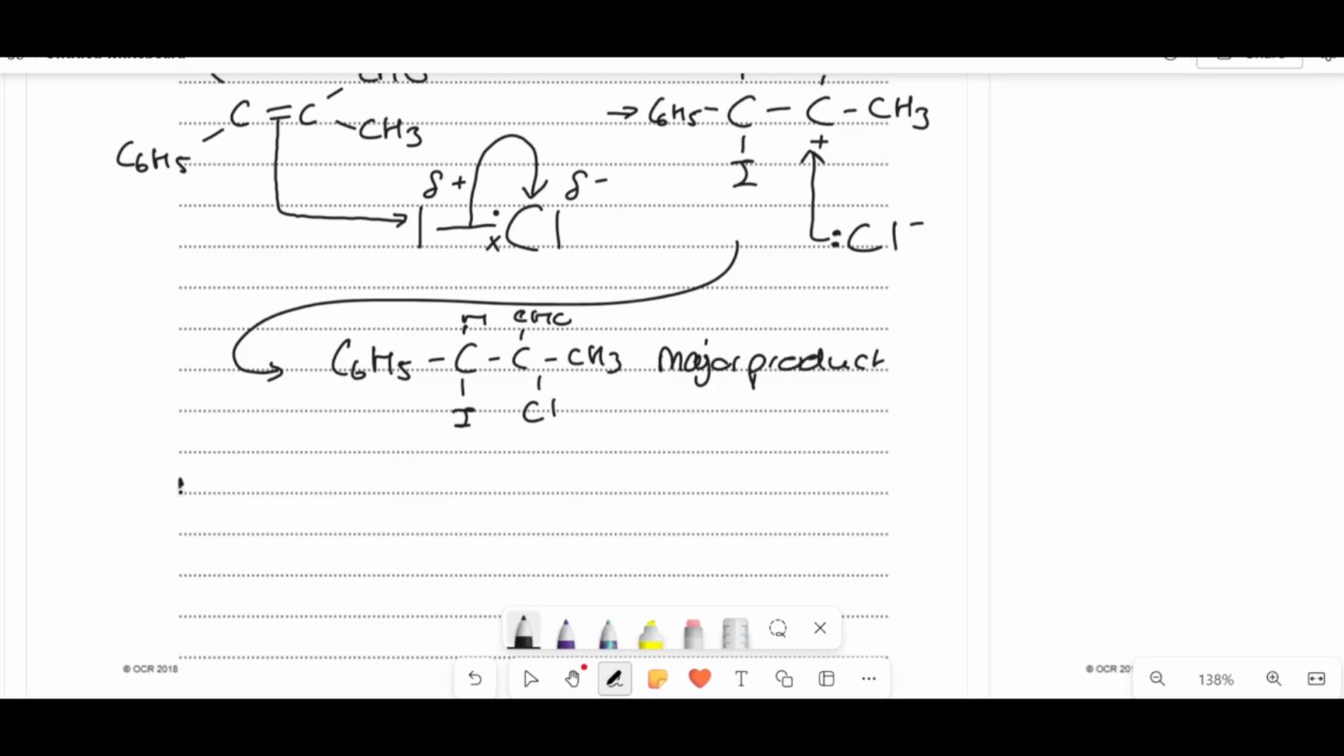You're going to have to say what the minor one is. The minor one is this, but the other way around. So it's going to be the C6H5, CH, CHO, CH3, Cl, and I. Now, the reason it's this is because this Cl wants to go for the thing that has the most stable carbocation, which is here, right?